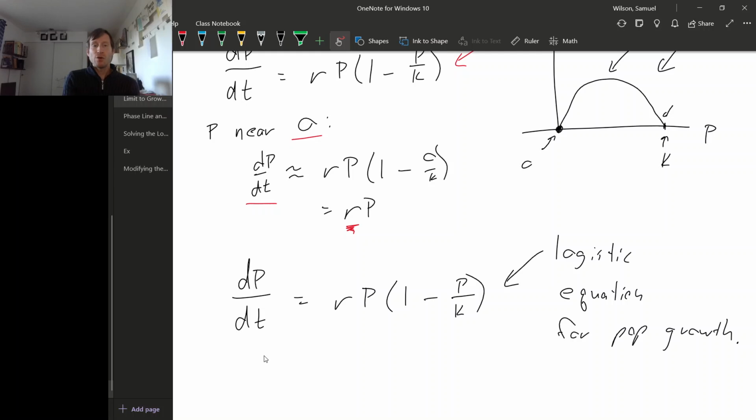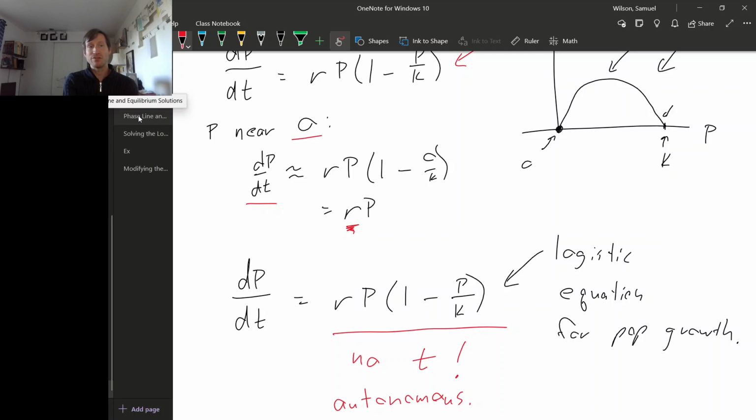All right, so we will solve this eventually, but even before we solve it, there's a really nice way to analyze this kind of equation. Now, something you might notice about this equation is that on the right-hand side, there's no t. That kind of equation is called autonomous. And for autonomous equations, there's a really nice way to analyze certain solutions. So let's have a look at that trick.